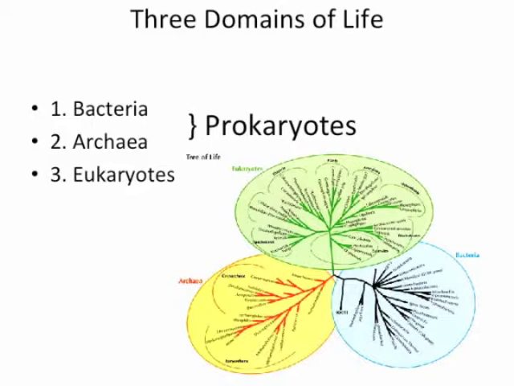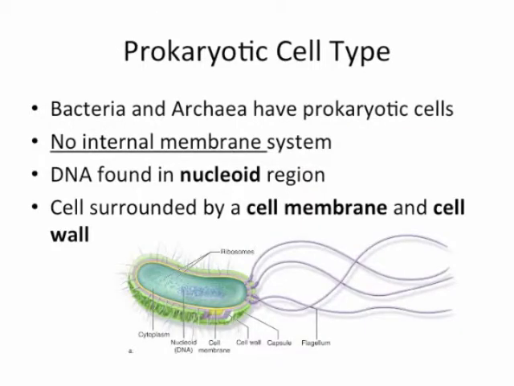So prokaryotes, like bacteria and archaea, have no internal membrane system. And this might not make all that much sense right now, but once we start talking about the complexity of eukaryotes, you'll see how different this is. So no internal membrane system. So their DNA, or their genetic information, is not found in a nucleus like it will be in eukaryotes. It's not surrounded by a membrane because there's no internal membrane.